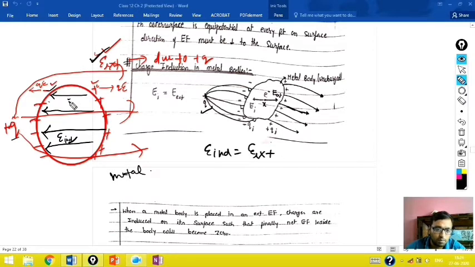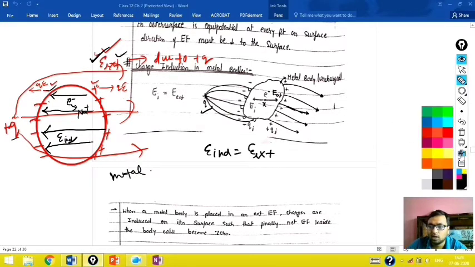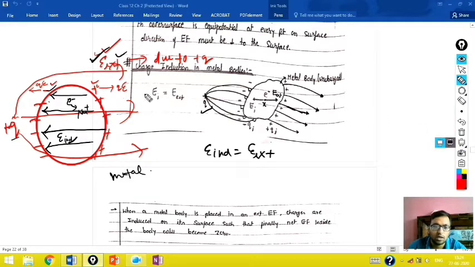Suppose we talk about a particular electron. Just think that one electron is present over here. Obviously its parent atom, or parent ion, will also be present over here. Both are together, that's why it is neutral. But I am saying that the electron will experience some force due to this external electric field, and the force on a negative charge is opposite to the electric field.